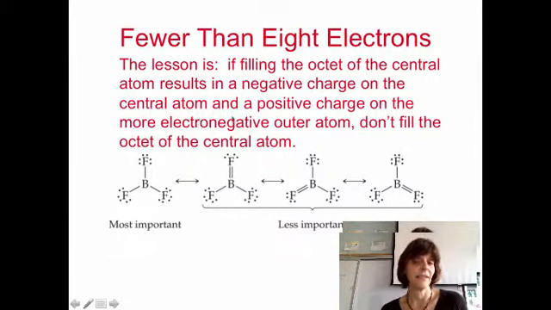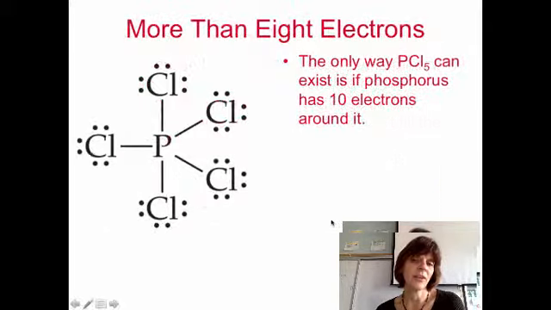Relatively rarely, filling the octet of the central atom results in a negative charge on the central atom. Such structures are very unstable and very reactive, so they don't last very long, but they do exist. Nitrogen monoxide, for example, has to do with formal charge. It's a resonance structure between these two options.